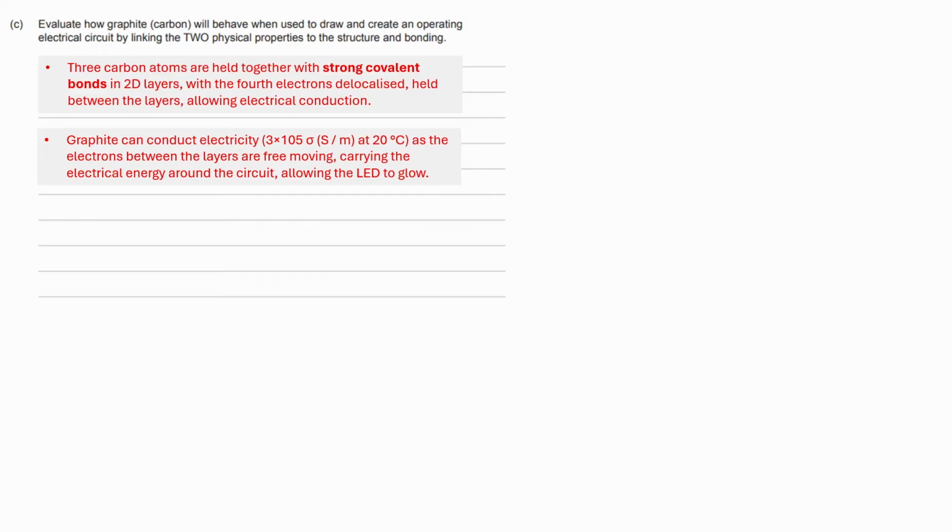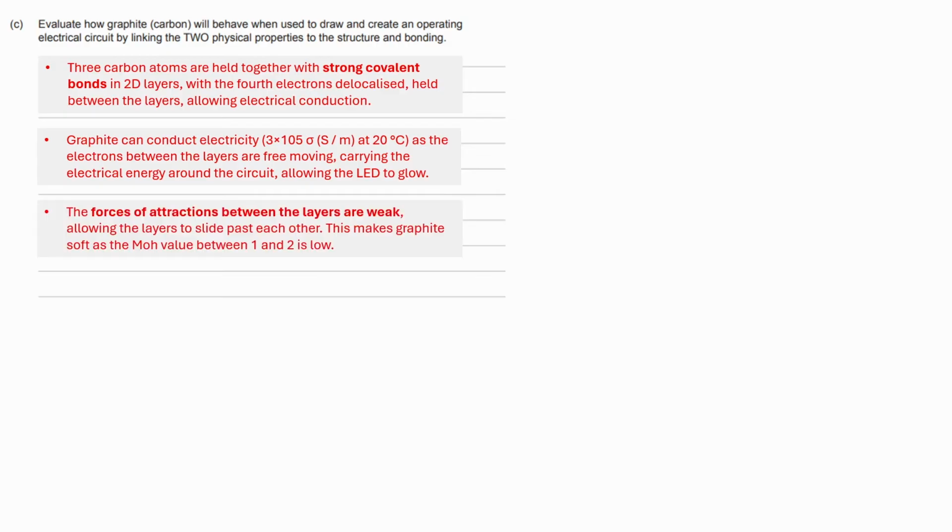Now if I want to get a good grade for excellence, I'm going to reference some of the values they gave us. So it's good conductivity because it is 3 times 10 to the 5 Siemens per meter, right? As the electrons between the layers are free moving. So we have referenced the value that says it's a good conductor, and we've said that's because there are electrons between, and they can carry the electrical energy around the circuit that allows the LED to glow. Okay, so it has this high conductivity because the electrons are free and therefore can carry electrons around the circuit. So we've got 2 links in this sentence here.